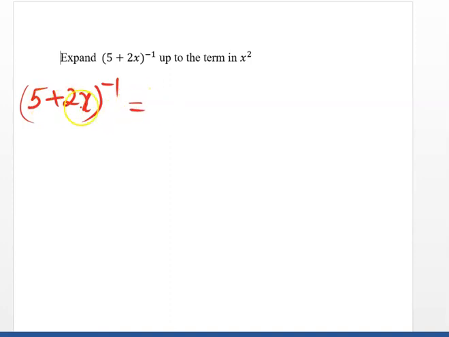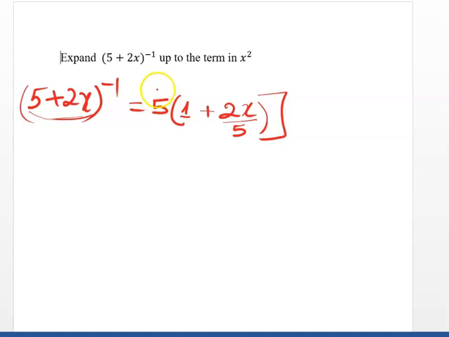What is inside can be written by factoring out the first term, 5. You factor out 5 here, it becomes 1, then here 2x over 5. Check: 5 times 1 gives us 5, and 5 times 2x over 5 gives us 2x. So what is inside must be written in this form.